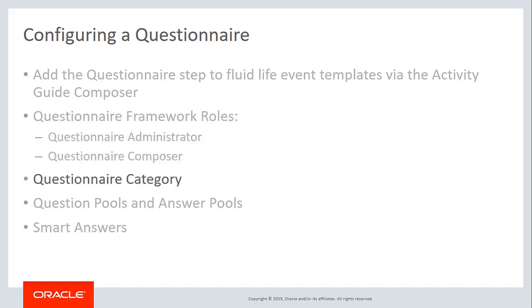The questionnaire framework gives you the capability to create various questionnaire categories, pools for questions and answers, and smart answers, which are groups of predefined answers. Setting these up helps administrators to quickly create new questionnaires or surveys whenever the need arises and tie them as a step in the activity guide composer.